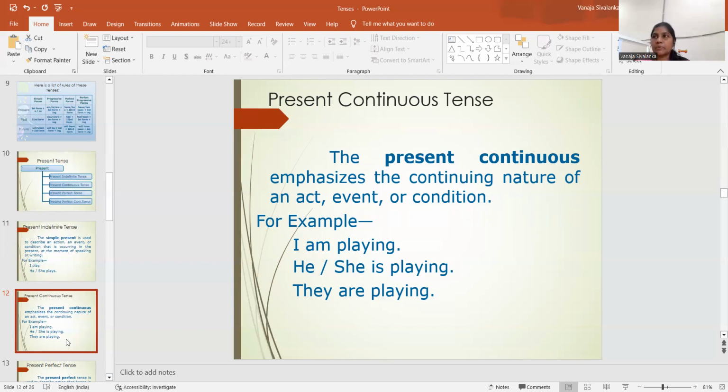And present continuous tense is also used for planned future action. For example, near future action will be conveyed in present continuous tense. For example, I am leaving for New Delhi tonight. I'm going to Hyderabad tomorrow.